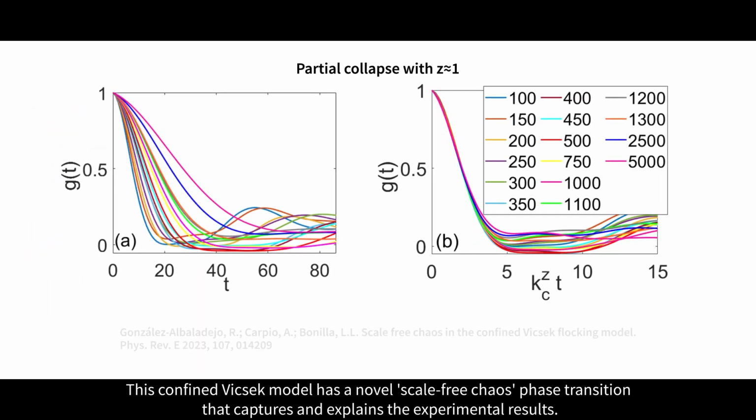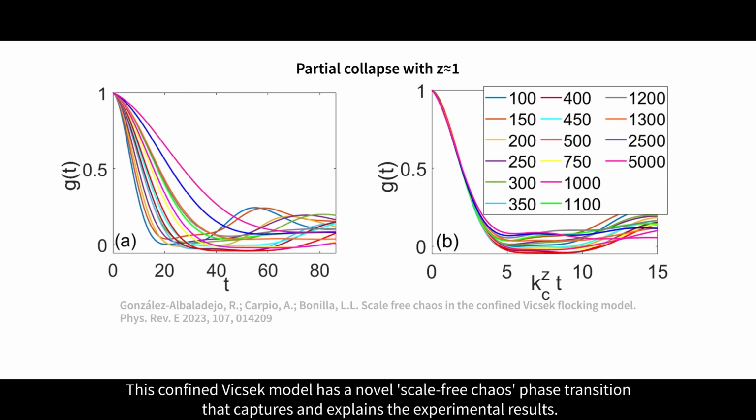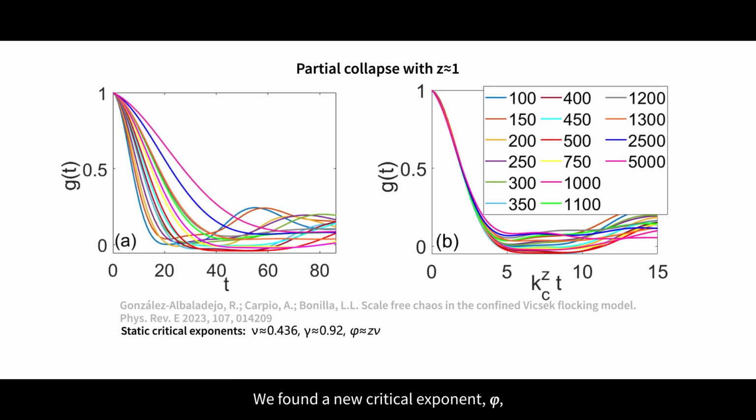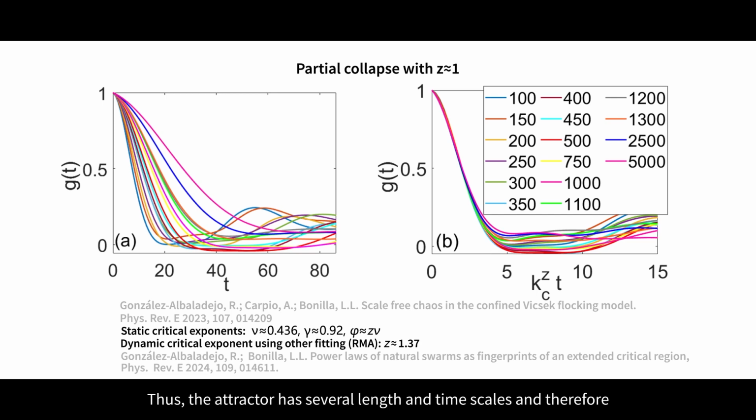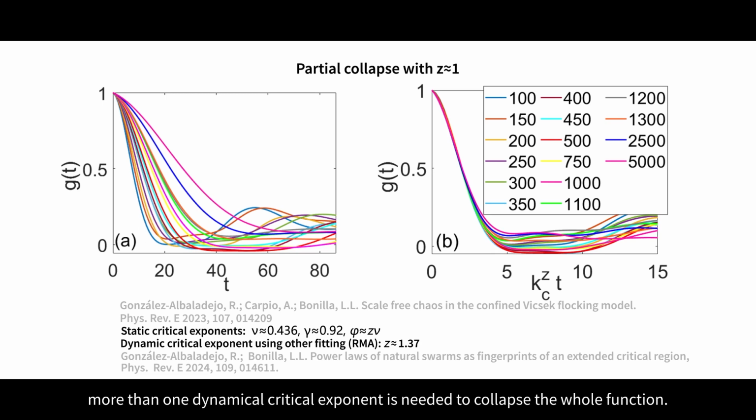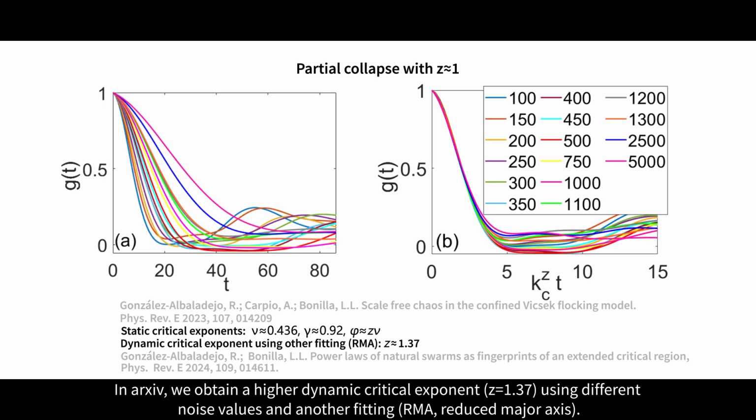This confined Vicsek model has a novel, scale-free chaos phase transition that captures and explains the experimental results. We found a new critical exponent, phi, related to the largest Lyapunov exponent. We explain the partial collapse of the dynamic correlation function by the chaotic attractor being multifractal. Thus, the attractor has several length and time scales and therefore more than one dynamical critical exponent is needed to collapse the whole function. In ArcSieve, we obtain a higher dynamic critical exponent using different noise values and another fitting.